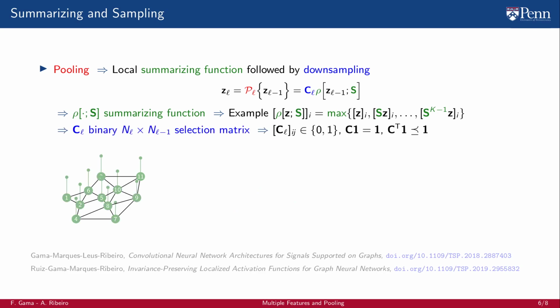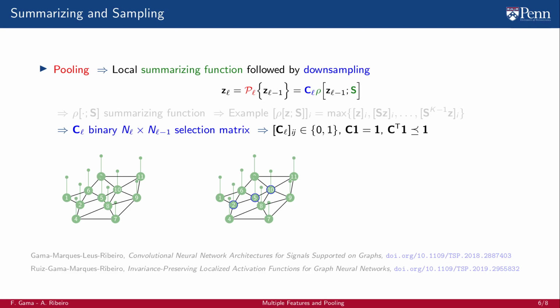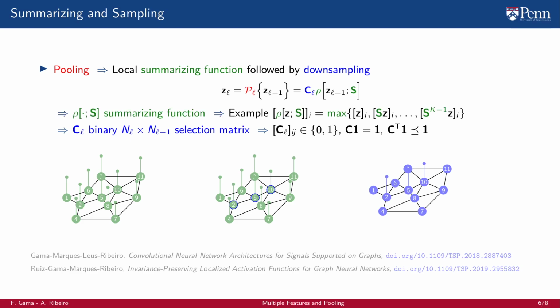Once we have updated all signal values, we move on to downsampling. We select some of the nodes, marked here with a blue border, and keep only the values of the signal at those nodes. We do this by multiplying the graph signal with a matrix C_L that maps the 11 nodes in the original graph signal to the 3 nodes selected. In short, pooling is about constructing local summaries of information and keeping only some of those summaries.